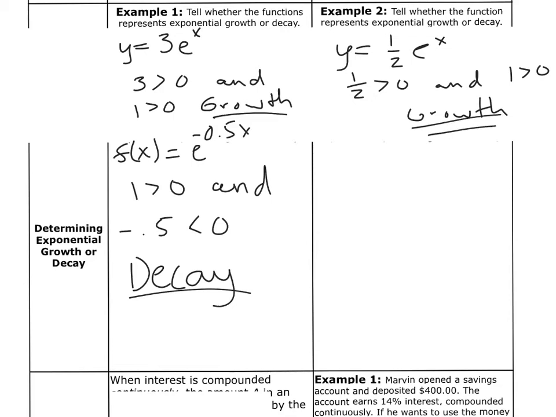Now, looking at the next one, let's try this one. We have y is equal to 4e to the negative x. Well, 4, that's greater than 0. And let's see here, what is r? Well, r is a negative 1. Now, oops, wrong symbol. That's less than 0, right? Negative 1 is less than 0. And so since that is true, we have a decay.